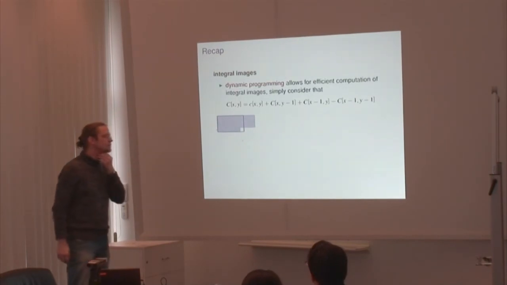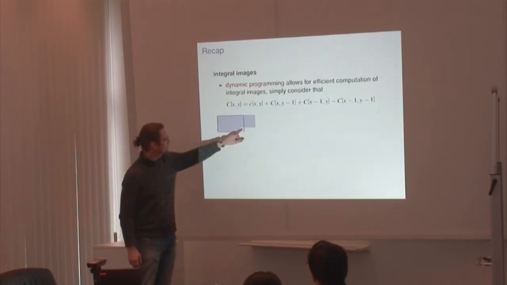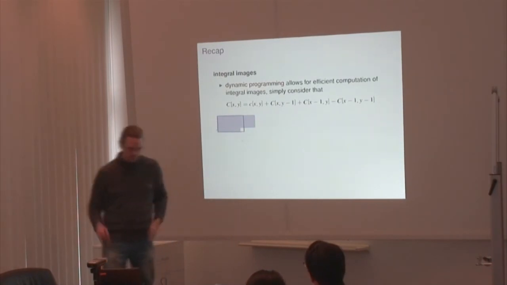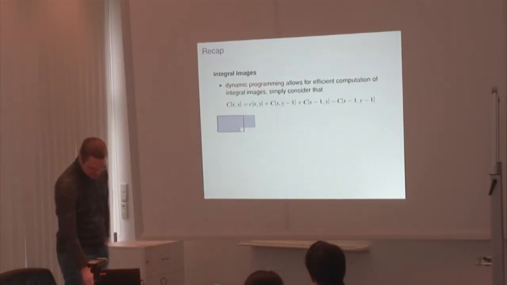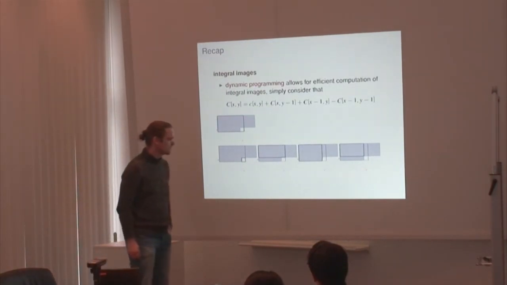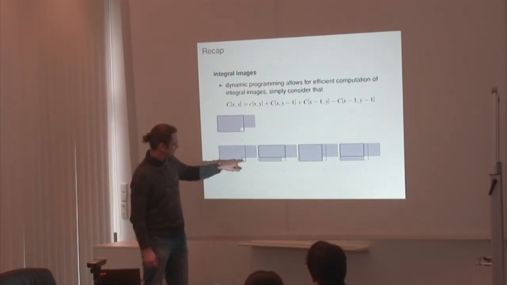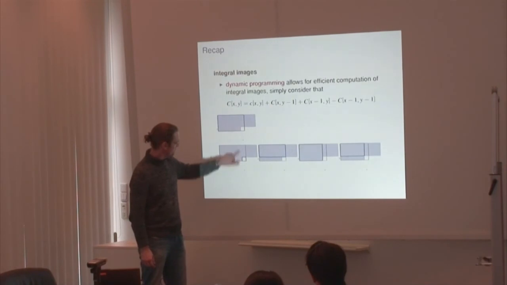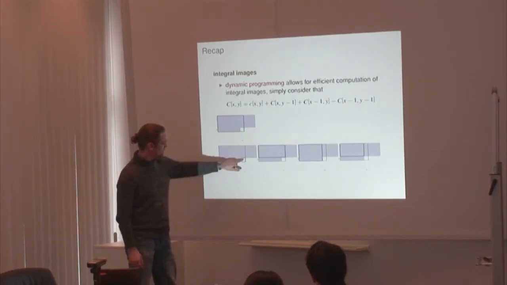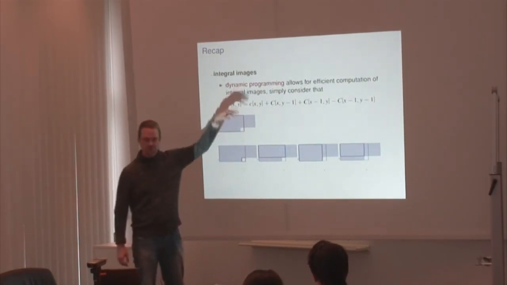We saw that we can resort to dynamic programming. In this situation, we want to compute the value of capital C at this pixel here. And that can be done using dynamic programming. So basically, in order to compute the sum of all the pixels in here, we have to add the value of this pixel. And we already know the sum of all the pixels in here. We did that some iteration earlier.